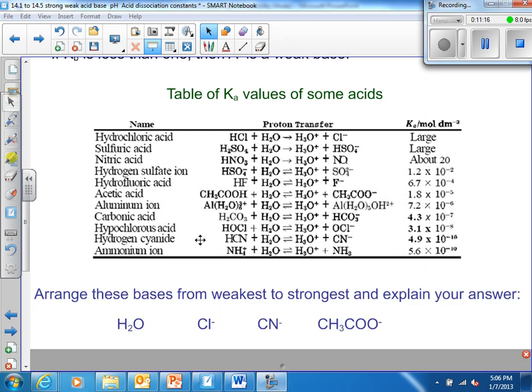So I've given you some Ka values, and you're going to arrange the following 4 compounds from weakest to strongest as bases. You're going to explain your answer. Notice these are Ka values over here, not Kb values. So we have the names of the acids right here, the formulas of the acids are over here, and the conjugate bases are right here. So we want strongest to weakest.